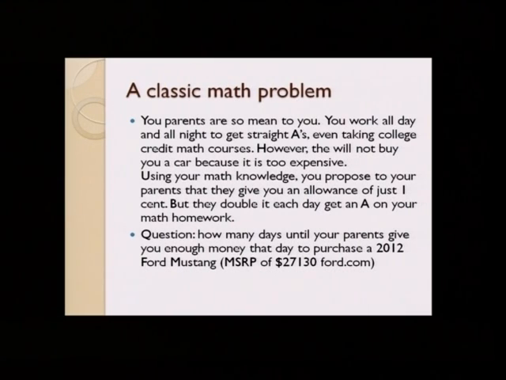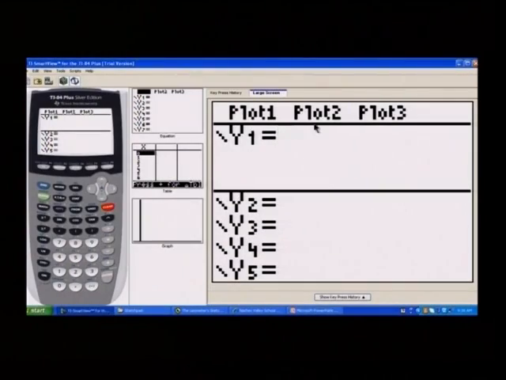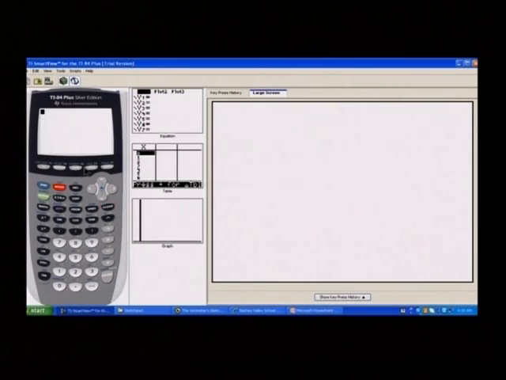First off, how much do we start with? What do we get from our parents on the first day? And I'm going to bring up a graphing calculator to take a look. On the very first day, let me quit out of my equation here. On the first day, we get 1 cent. So we get 0.01. Now, every single time we turn in math homework with an A on it, our parents double what we get.